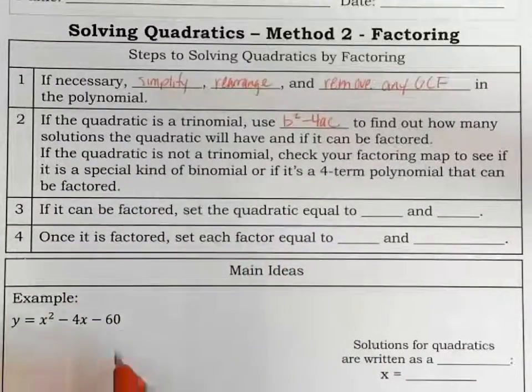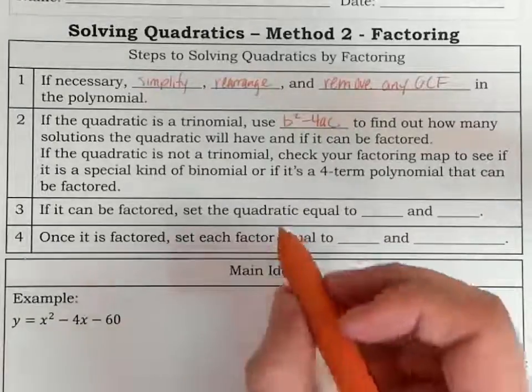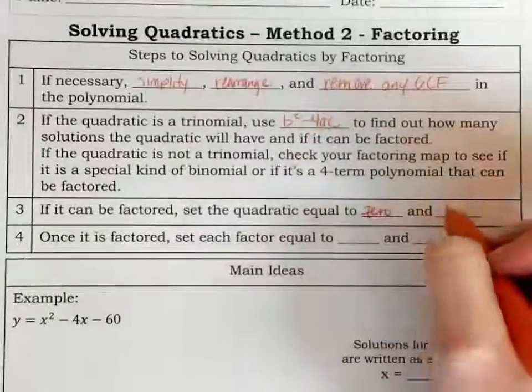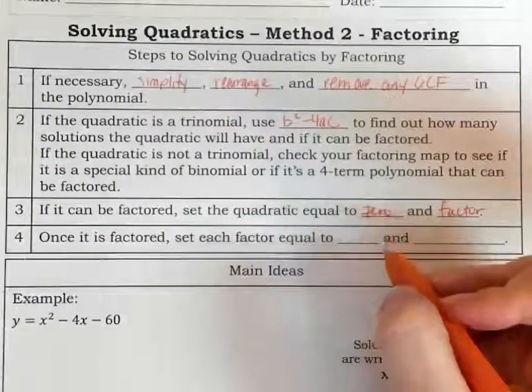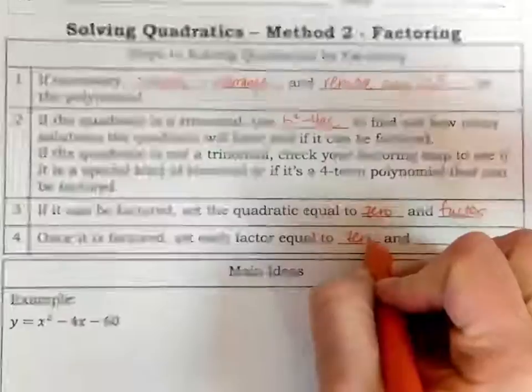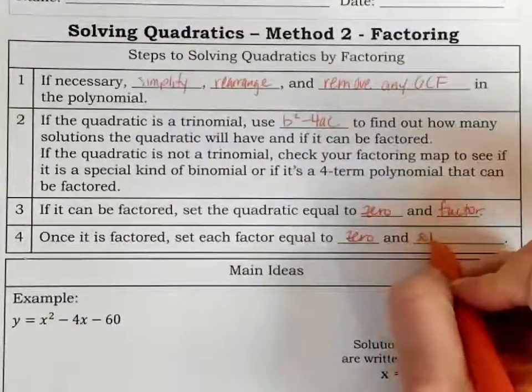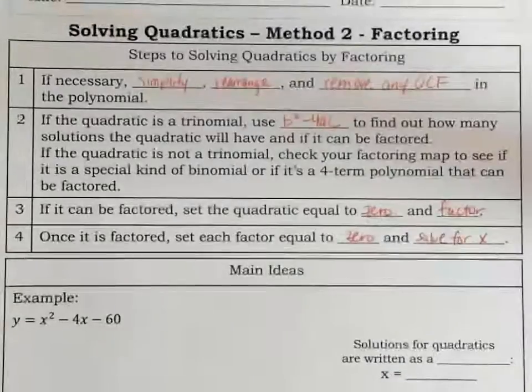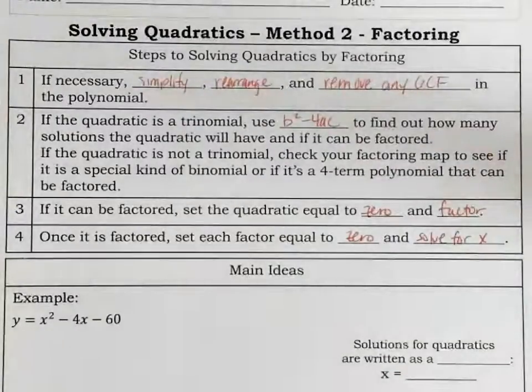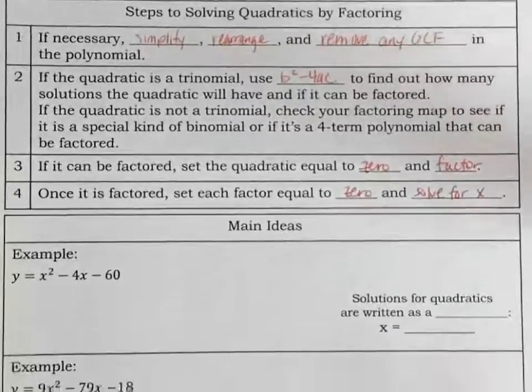Now, if it can be factored, you are going to set the quadratic equal to 0, and you're going to factor it. Once it's factored, you're going to set each factor equal to 0, and you're going to solve for x. And that's the process that we're going to use to solve these quadratics, or find the x-intercepts, or the roots or zeros, whatever you want to call them. So we have a couple examples here.